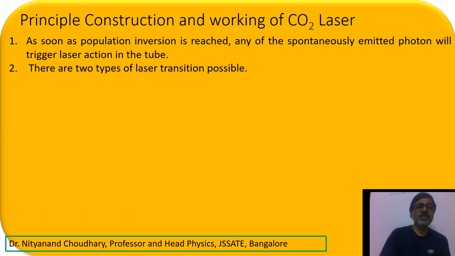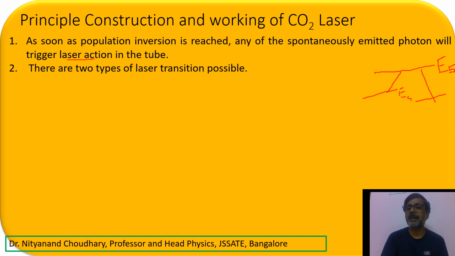As soon as the population inversion is reached, any spontaneously emitted photon will trigger the laser action in the tube. So let's go step by step. This is your E5, here you have E4, and very close to this, here you have your E3. So you have the population inversion between E5 and E4, and between E5 and E3.